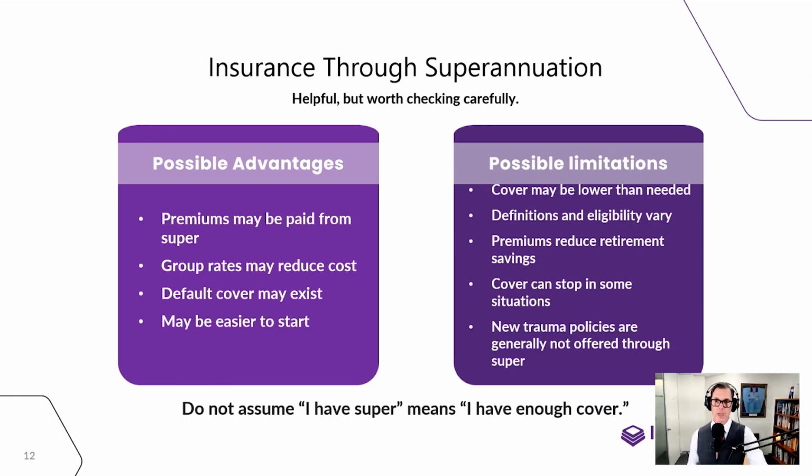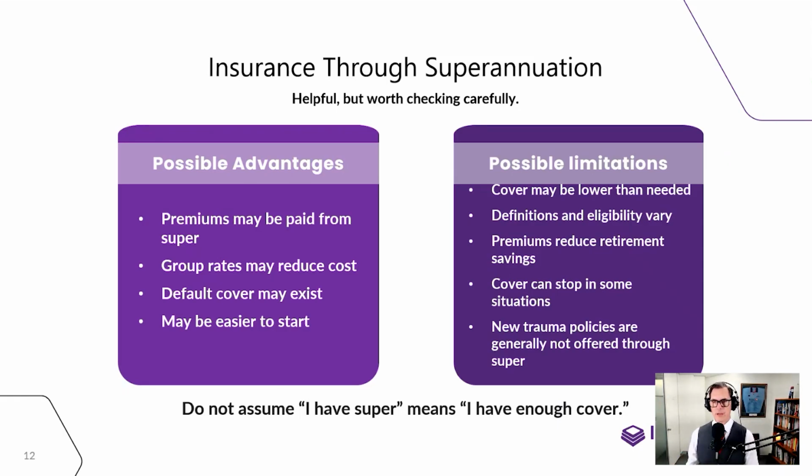Really important. Insurance through super, as I was just saying, also has some limitations. Oftentimes it covers less than what people realize. That group insurance, as I said, is not underwritten until claim time. And oftentimes the definitions in those group policies are a lot stricter than what would be found in a retail insurance policy.